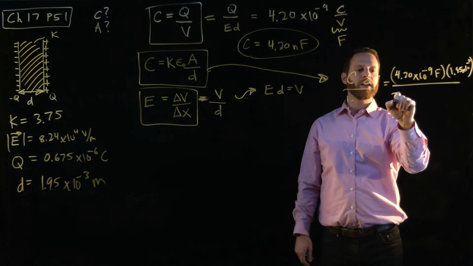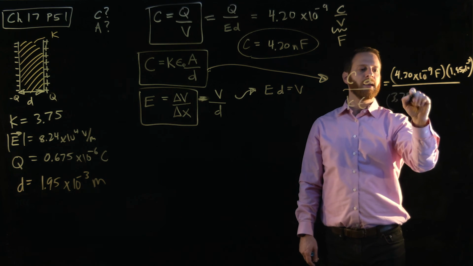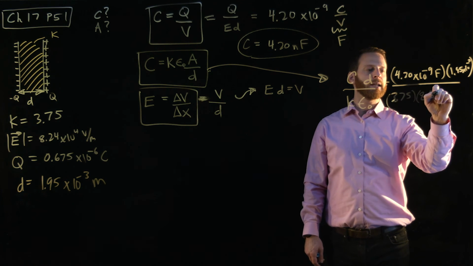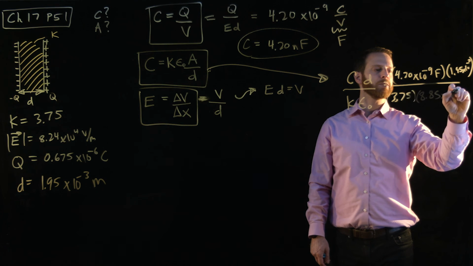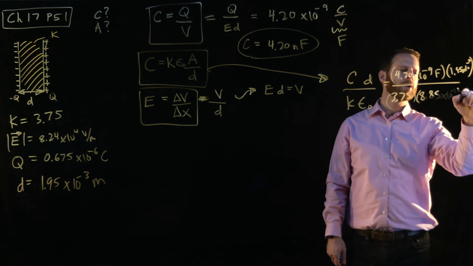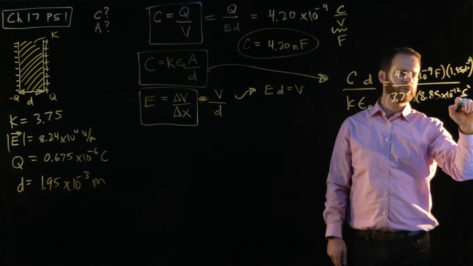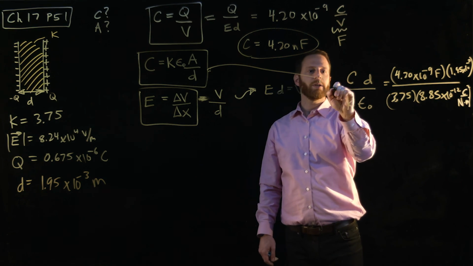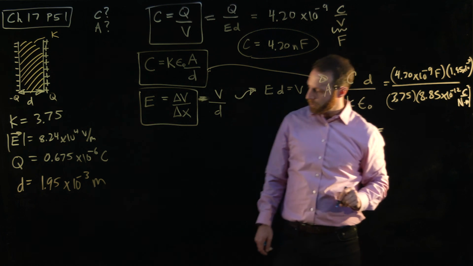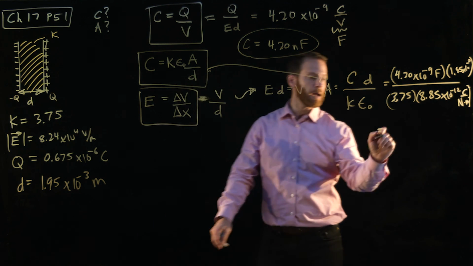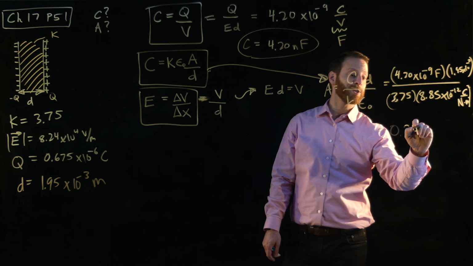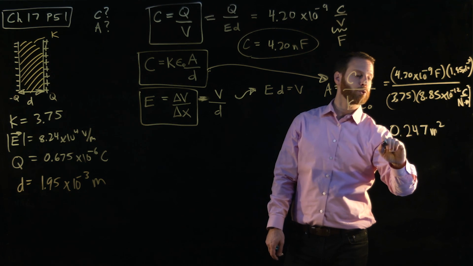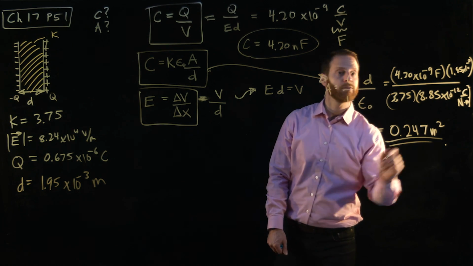Dividing this by K, 3.75, and epsilon naught, which is that tiny 8.85 times 10 to the minus 12, with the units of coulombs squared over newtons times meters squared. This should be the area. When all is said and done, this turns out to be about 0.247 meters squared for your final answer.